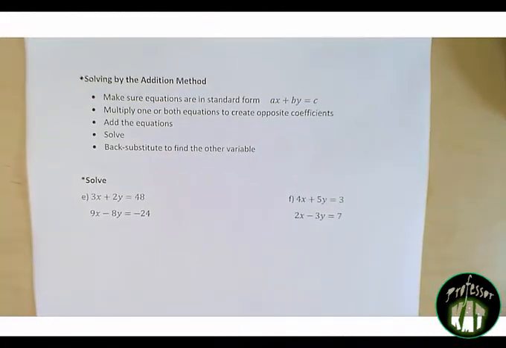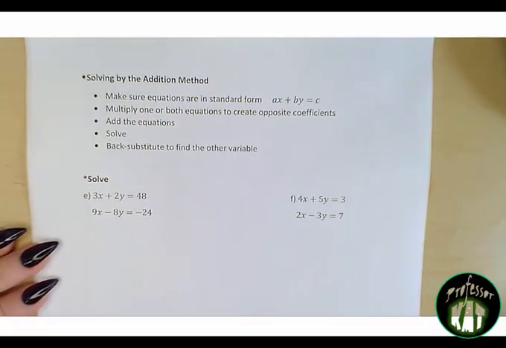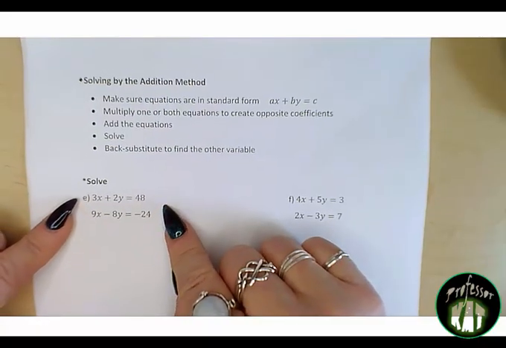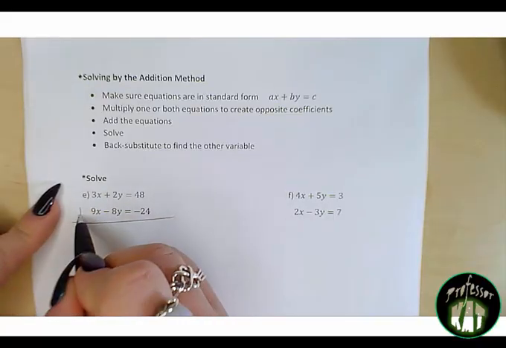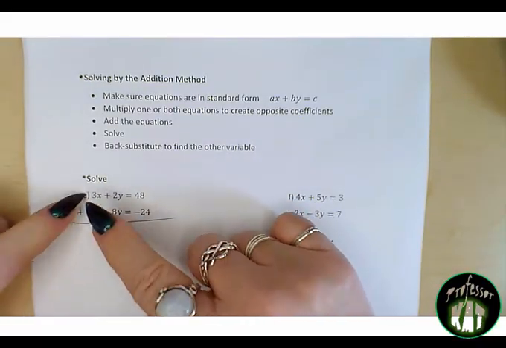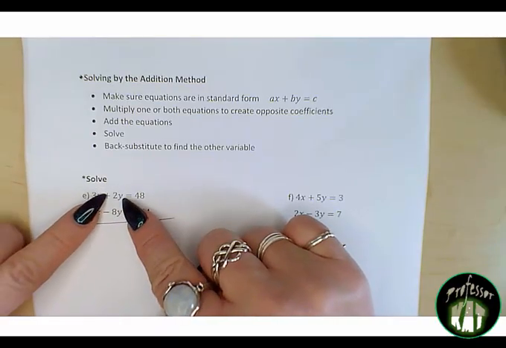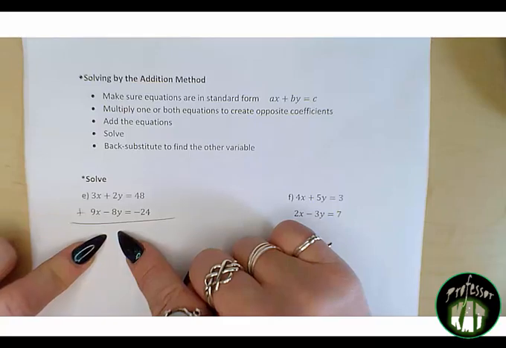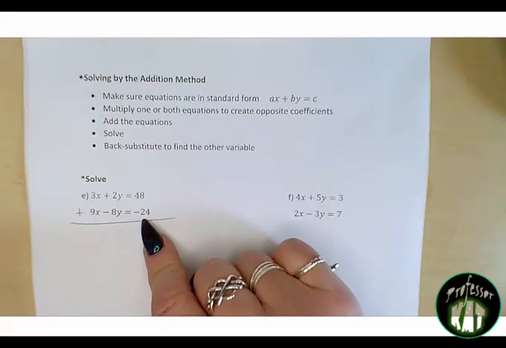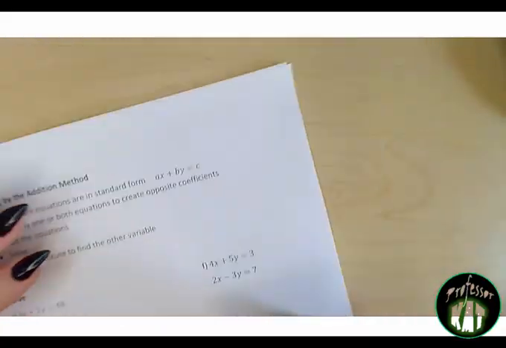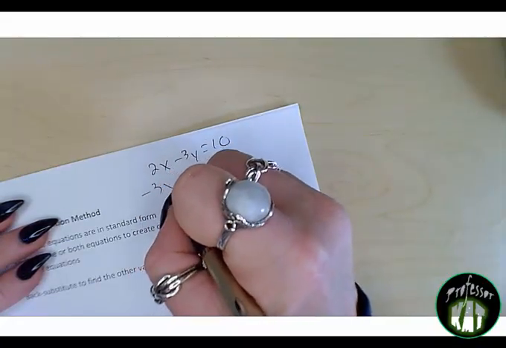So let's talk about the addition method, also known as the elimination method. The addition method tells us that we want to try and add our equations in the hopes that something cancels. If we tried to add these equations straight top and bottom like this, 3x plus 9x is 12x. 2y minus 8y is negative 6y. Right, 48 minus 24 is 24. Nothing canceled there.